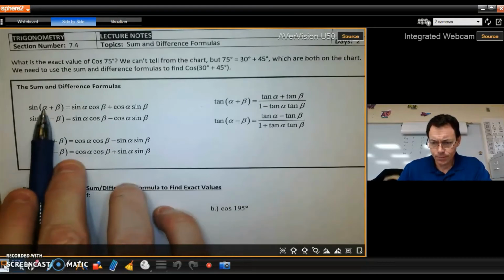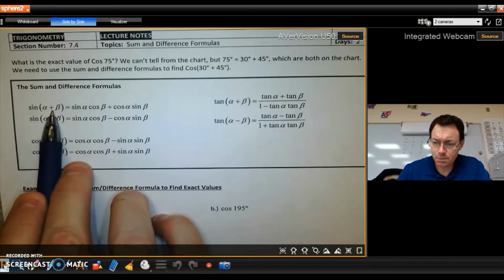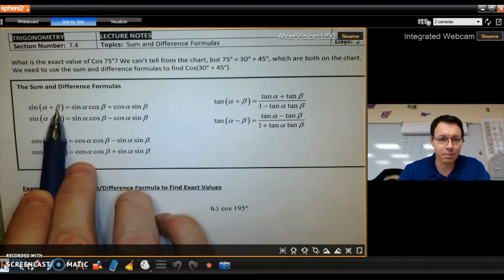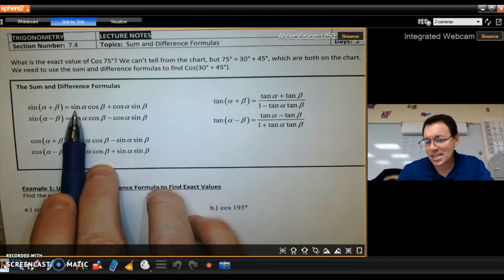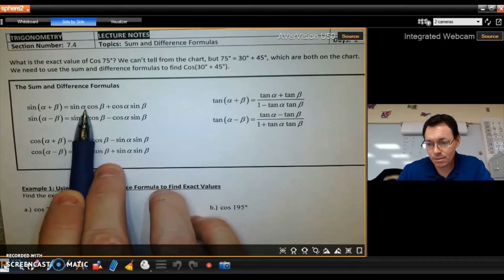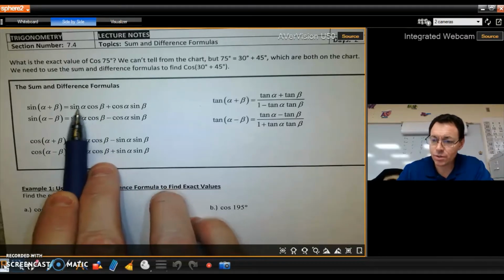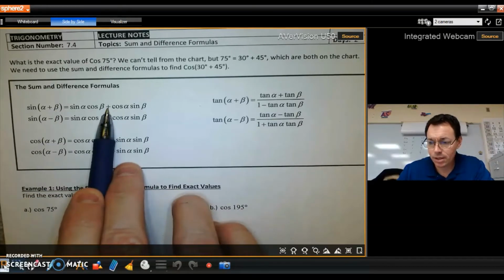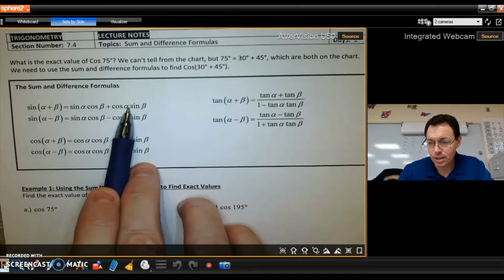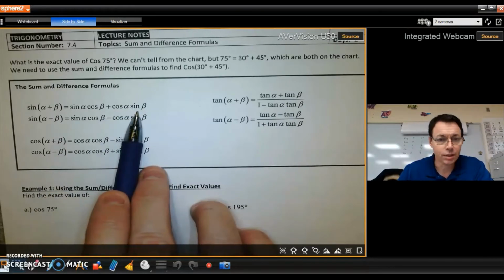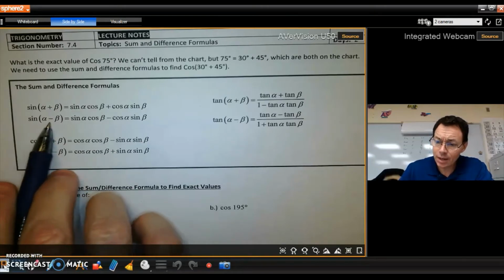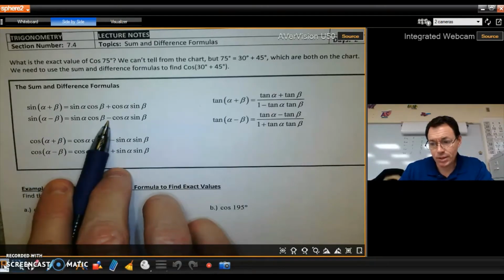Okay, so the sine formulas. You'll notice the sine of A plus B is the sine of the first angle. A and B here are actually alpha and beta, but I'm just going to say A and B. It's the sine of A times the cosine of B, so the cosine of whatever this second angle is, and then plus the cosine of A times the sine of B. These two things next to each other mean multiplication. That's a lot of words, but all you have to do is follow this formula and plug things in where they go. The sine of A minus B looks the same, except it has a minus right there.